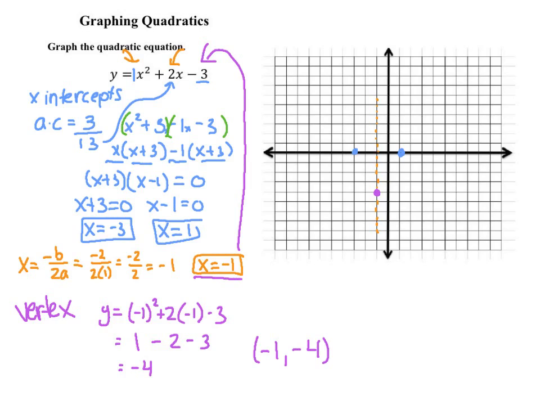The last thing you need to do is actually go ahead and draw your graph. And that red line is the graph of y equals x squared plus 2x minus 3.